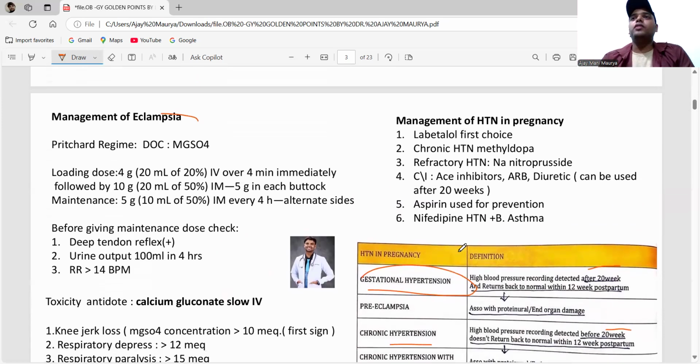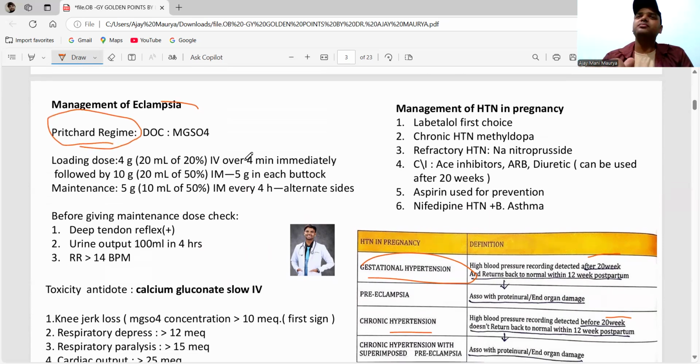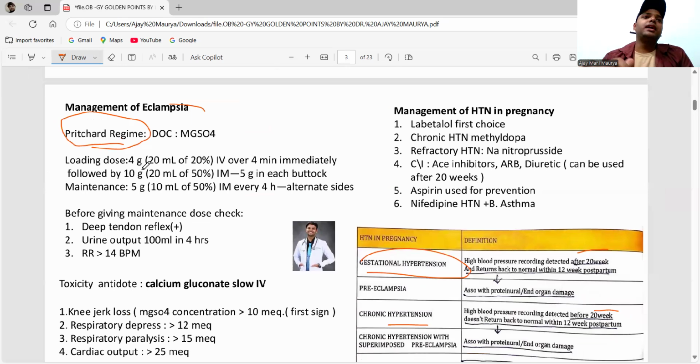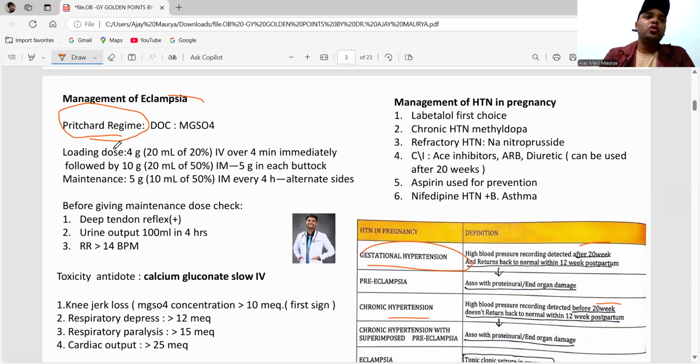Okay, now let's see how we are going to manage eclampsia. In eclampsia, the drug of choice will be MgSO4, magnesium sulfate. We have to use the Pritchard regimen. Okay, now see here, guys. The loading dose will be 4 gram IV over 4 minutes immediately, followed by 10 gram IM, 5 gram in each buttock. The 10 grams IM, you have to divide into 5 and 5, 5 in one buttock, 5 in the other buttock.